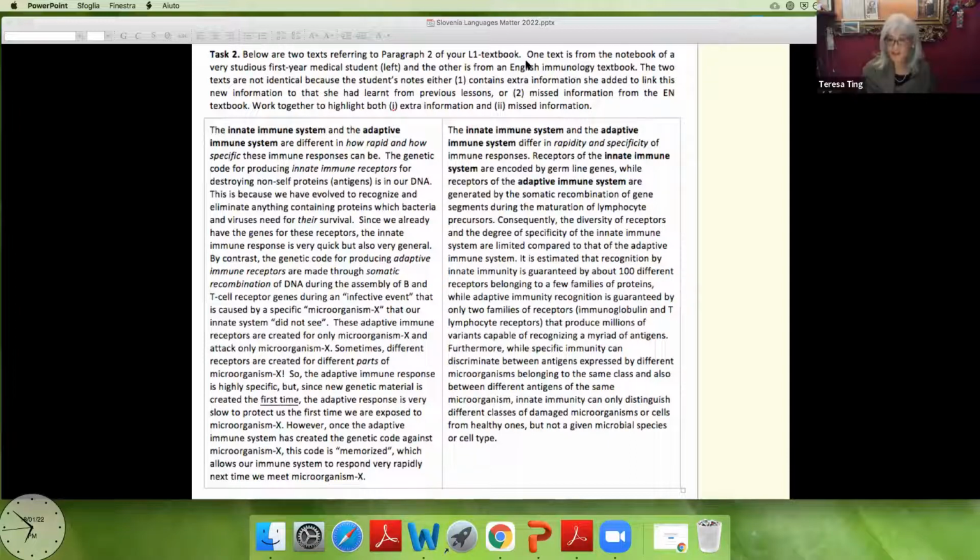Work together, flow. Work together to highlight 1, extra information, and 2, missed information. And this refers to paragraph 2 of the L1 textbook. What are we doing again? We're having them read the same thing in different registers, and they have to get the content at the same time. So they're working to see which one's extra information, what information did she miss, but this exemplifies foreign language CALP. And this is foreign language BICS. And basically they're working together to solve a solvable problem.